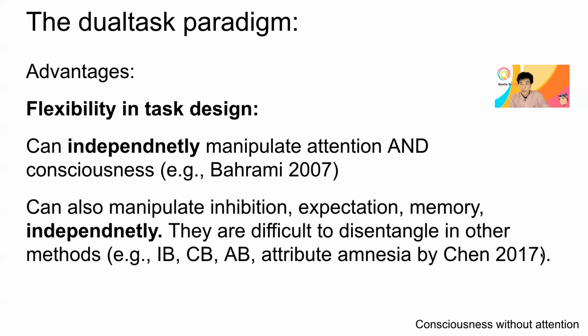And also the dual task can be combined to manipulate many different aspects of attention, or some processes that are likely to interact with consciousness or attention. And that could include inhibition, expectation, memory, and so on. And importantly, they are all possible to manipulate independently with respect to attention or consciousness on top of these two things.